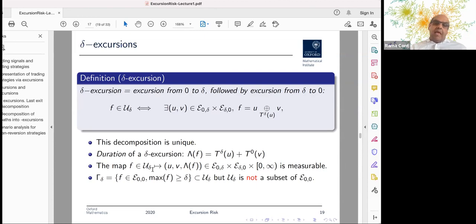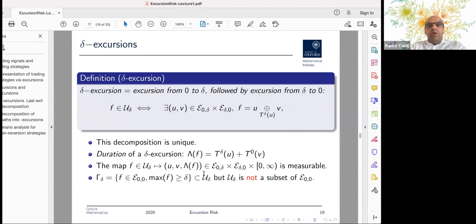Okay. And it's easy to see, because all these things are defined through hitting times, and hitting times are measurable functionals of F, that the map which takes F to this decomposition and gives you the duration is a measurable map. And this will be important afterwards when we apply this to stochastic processes, because if F is the sample path of a stochastic process, then all these things will be random variables.